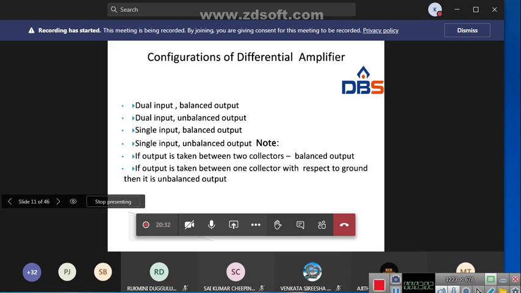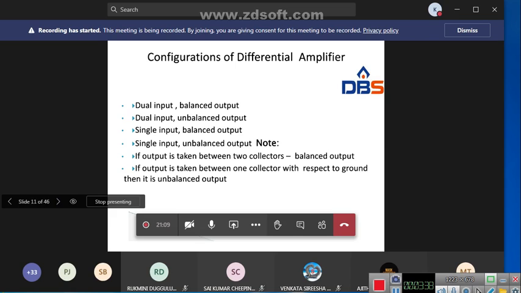Today we will see the configurations of the differential amplifiers. How many differential amplifiers are there? There are four different types of differential amplifiers. See here: dual input balanced output, dual input unbalanced output, single input balanced output, and single input unbalanced output. We will see what is balanced and what is unbalanced, right? So there are four different types of differential amplifiers.